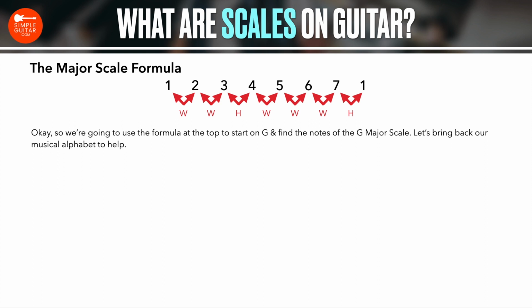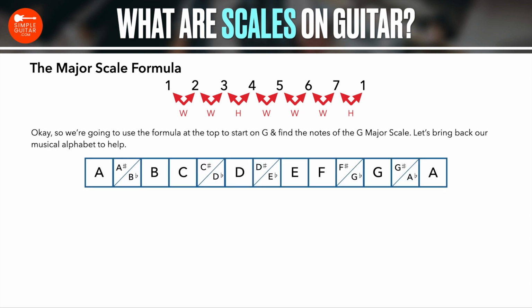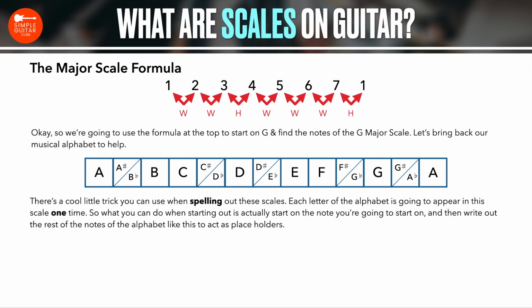So let's bring back our musical alphabet to help so that we can have that for a reference. Now, here's a cool little trick that you can use when spelling out these scales. That's what this is called when you're finding the notes of the scale. It's called spelling the scale. Each letter of the alphabet is going to appear in the scale one time. So typically we are not going to have like a G and then a G sharp in the same scale.